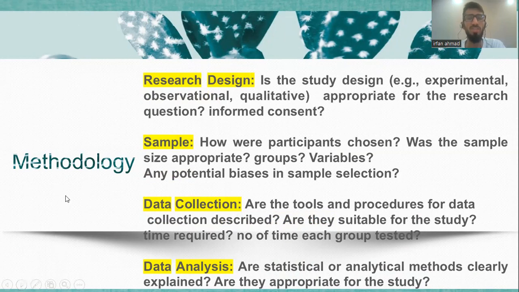What the research design is, the study design, like experimental, observational, qualitative, quantitative, what type of study is done. The author or the writer must describe the design of the study, like what type of study am I doing. And the second question that you ask when you read the article is, was this design appropriate for this type of research question or not? Okay. And the third thing is informed consent.